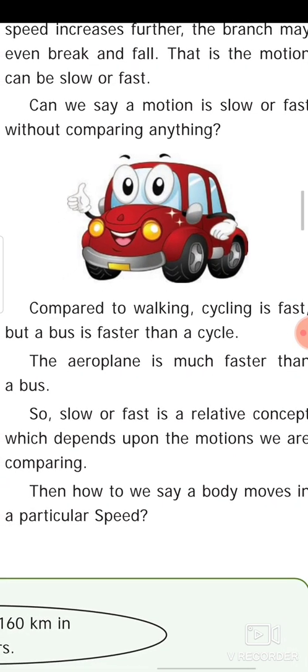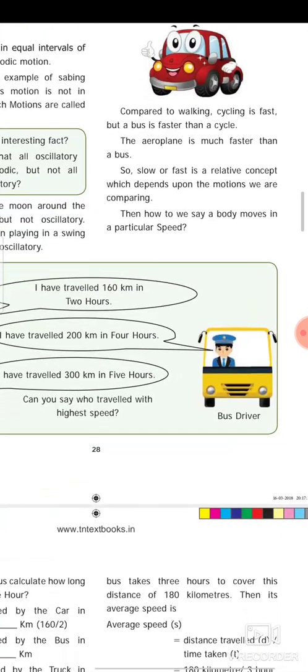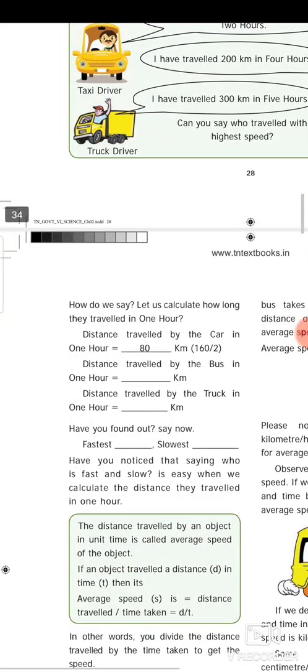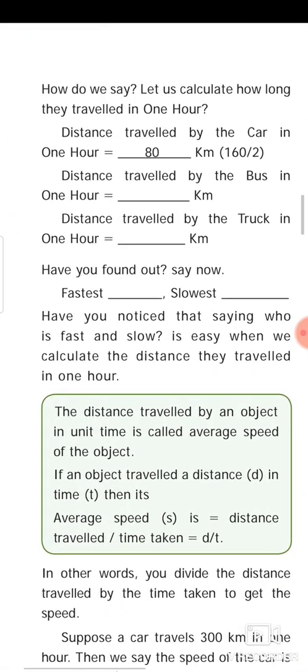For example, see the next page. They have given you an activity to do. I will give you another activity. Here the activity in your book is regarding the distance travelled by a car in 1 hour, 80 km, the distance travelled by the bus in 1 hour, and the distance travelled by the truck in 1 hour. So we cannot find out the distance travelled by a bus or a truck this way.